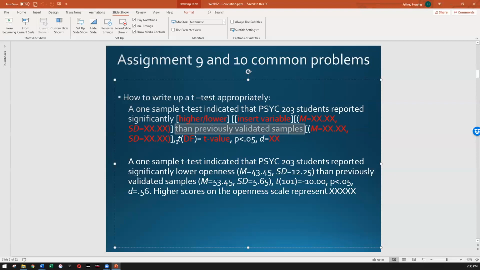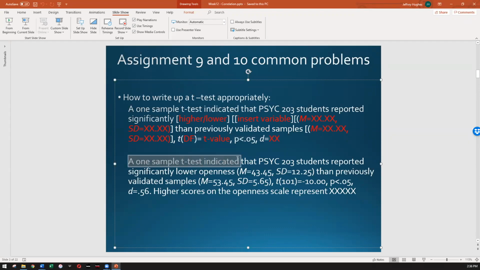And then you report your actual test stats. So you have your t, degrees of freedom, equals your t value, p less than 0.05 if it's significant, and your Cohen's d. So what does that look like all written out? I just used the example of openness, one of the Big 5 personality traits.